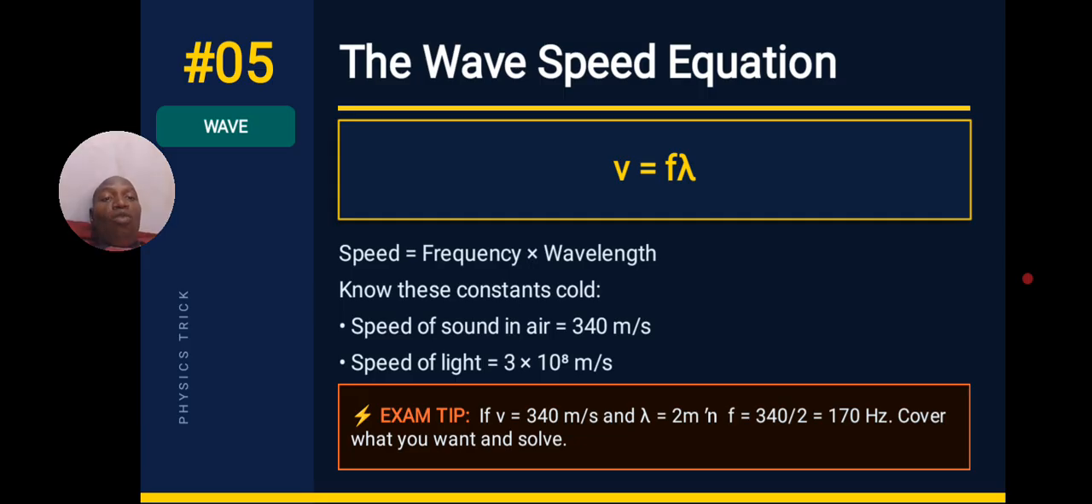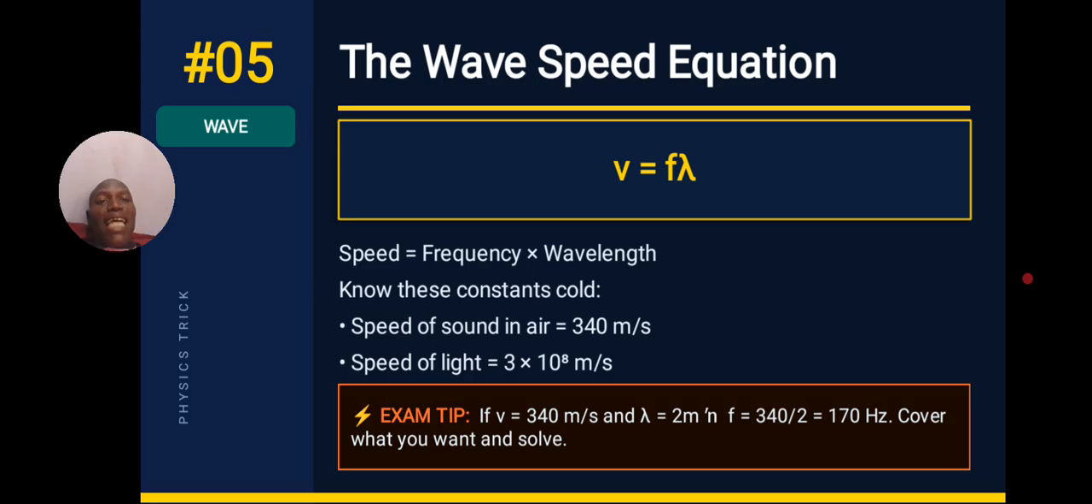With that, now, there are two things you need to understand. The speed of sound in air is constant, provided that temperature is constant and other factors. And that speed is 340 meters per second. That's the speed of sound in air.